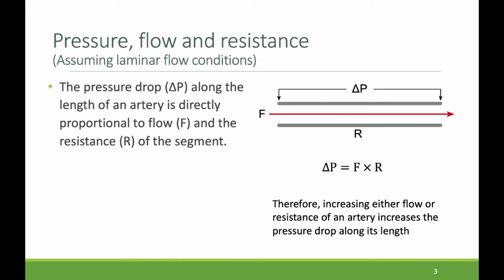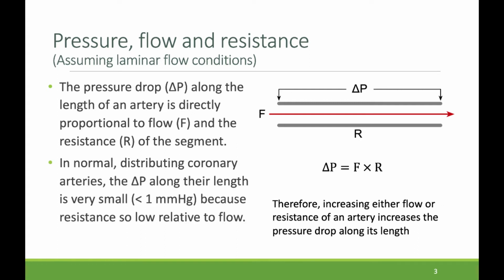It turns out that the pressure drop, or this pressure gradient, is equal to the flow through that vessel times the resistance to flow of that vascular segment. Therefore, increasing either the flow or the resistance of the vessel will increase the pressure gradient or difference between the input and the output of this vascular segment.